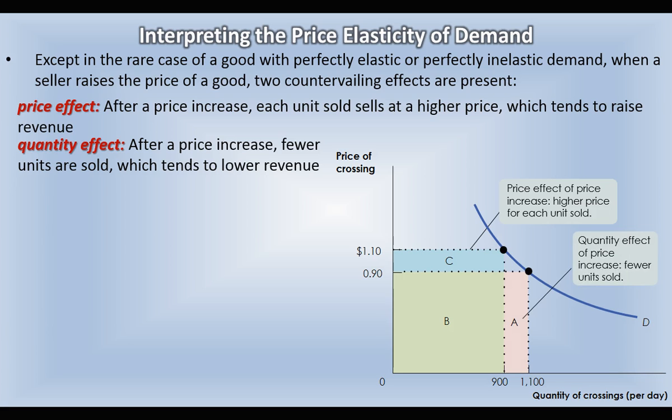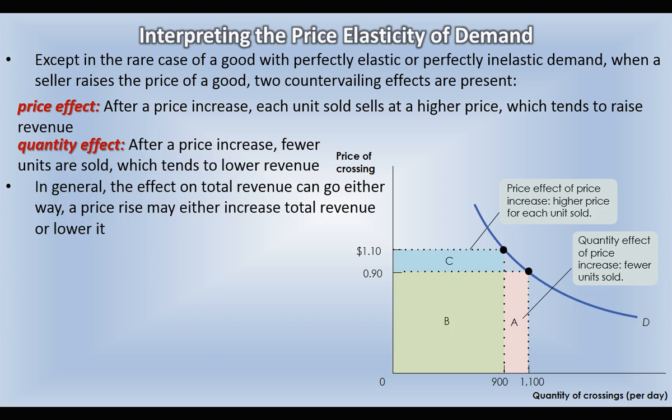So except when you have those extreme cases where you have that perfectly inelastic demand, vertical demand, or perfectly elastic demand, horizontal demand, you will always have these countervailing effects, price effect and quantity effect, of changes in price, which are either going to result in an increase or a decrease in total revenue for a firm. And in this case, since we're talking about the city as the firm, they're producing toll crossings. All right, so in general, the effect on total revenue can go either way.